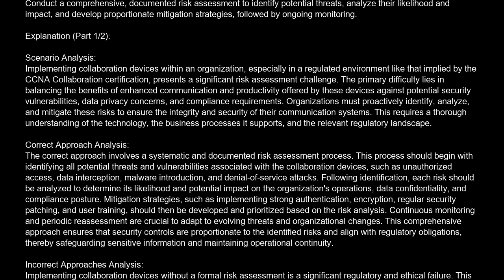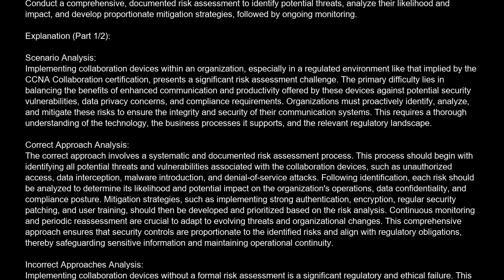Scenario analysis. Implementing collaboration devices within an organization, especially in a regulated environment like that implied by the CCNA Collaboration certification, presents a significant risk assessment challenge. The primary difficulty lies in balancing the benefits of enhanced communication and productivity offered by these devices against potential security vulnerabilities, data privacy concerns, and compliance requirements. Organizations must proactively identify, analyze, and mitigate these risks to ensure the integrity and security of their communication systems. This requires a thorough understanding of the technology, the business processes it supports, and the relevant regulatory landscape.